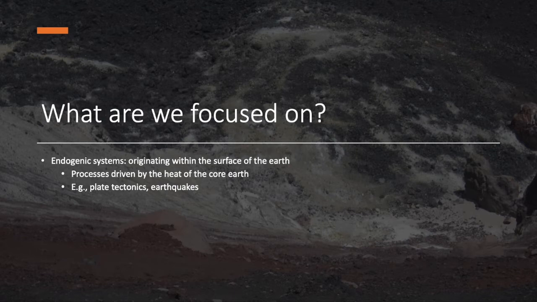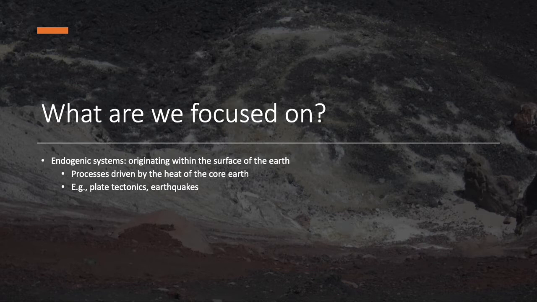So what are the things that we're going to be focusing on today in this unit? We're going to be focusing on endogenic systems, which are basically geologic systems that originate within the surface of the Earth, processes that are driven by the heat of the core of the Earth. And so here in a little while, we're going to be talking about the Earth's magnetism. We're going to be talking about plate tectonics and earthquakes and volcanoes.